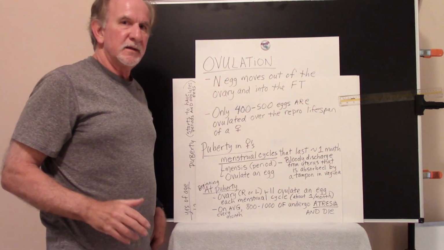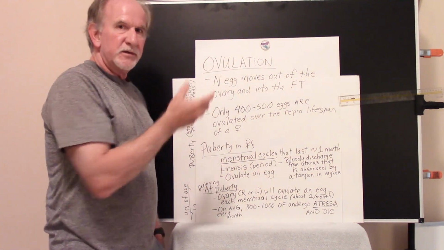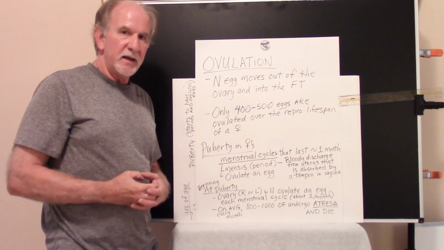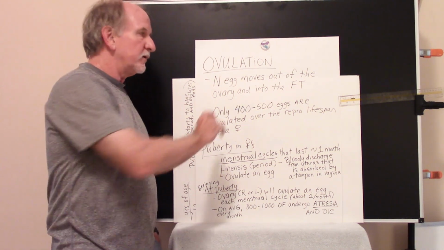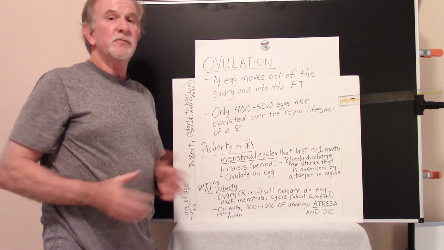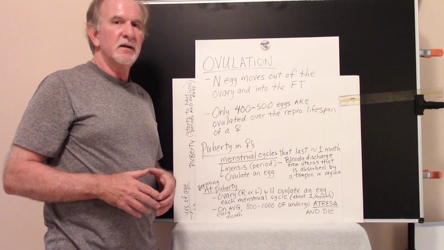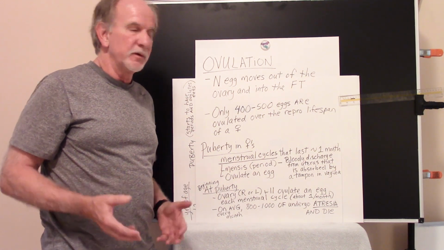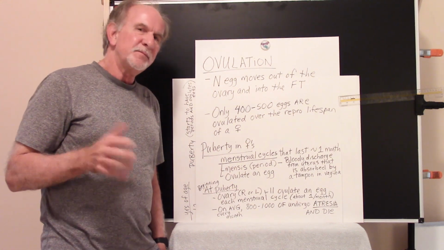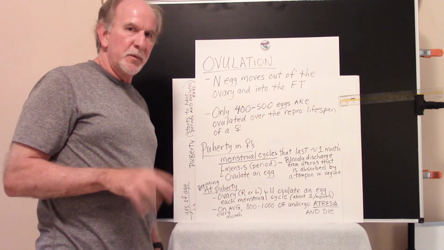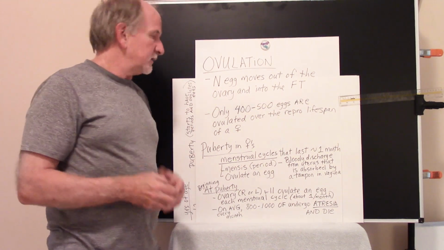There's an event that we'll talk about a bit called ovulation. And ovulation is when the haploid egg moves out of the ovary and into the fallopian tube. Of course, the fallopian tube is also called the oviduct and sometimes the uterine tube. Your lab book seems to prefer uterine tube. I kind of like either oviduct or fallopian tube. Those are my preferred names for the oviduct.